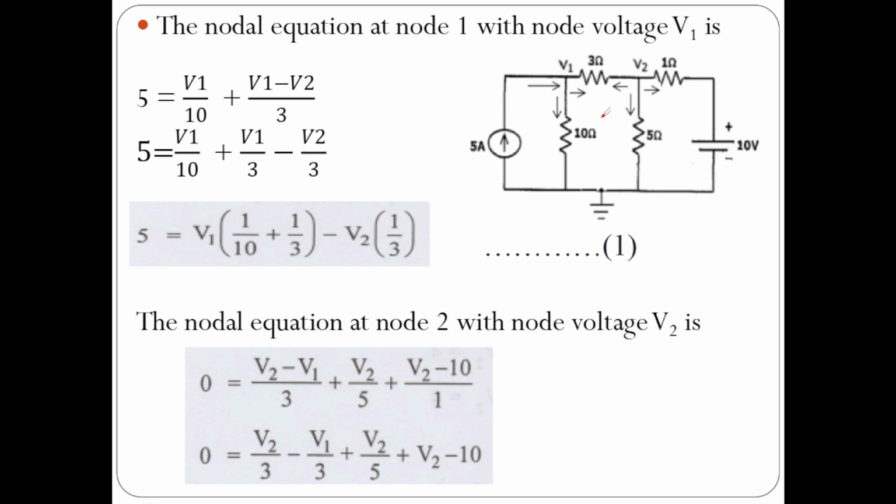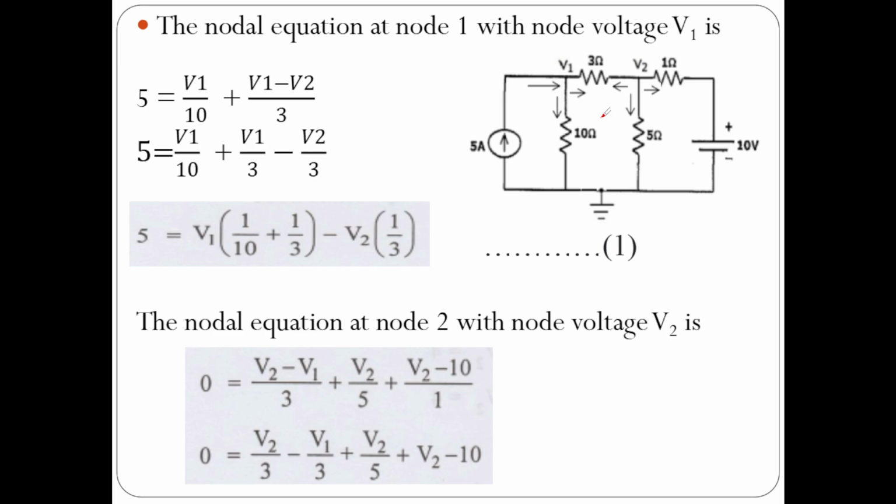Similarly, current in the 3 ohms resistor is V1 minus V2 by 3. V1 is 19.85 minus V2 is 10.9, all divided by 3. If you simplify it, you will get 2.98. Similarly, current in the 5 ohms resistor is V2 by 5, that is 10.9 by 5 equal to 2.18 amperes. Similarly, current in the 1 ohm resistor is V2 minus 10 by 1, that is 10.9 minus 10 by 1 equal to 0.98 amperes.